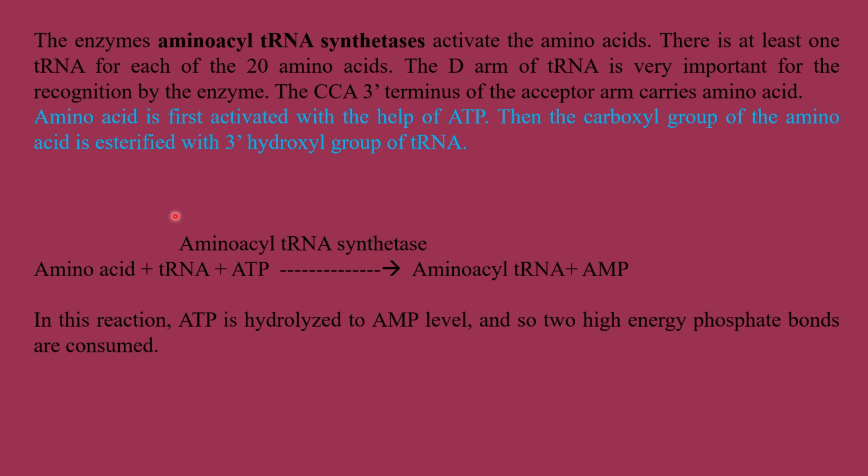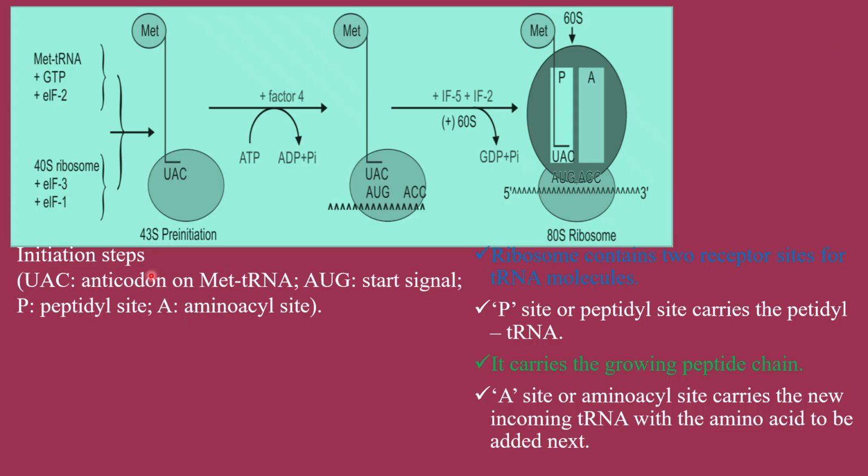In the presence of this enzyme, the amino acid gets activated in the form of amino acyl transfer RNA and AMP. So the two high energy bonds are being broken, and that is equal to the investment of 2 ATPs. So in this reaction, ATP is hydrolyzed to AMP, and two high energy phosphate bonds are broken. So let's see the various steps of initiation.